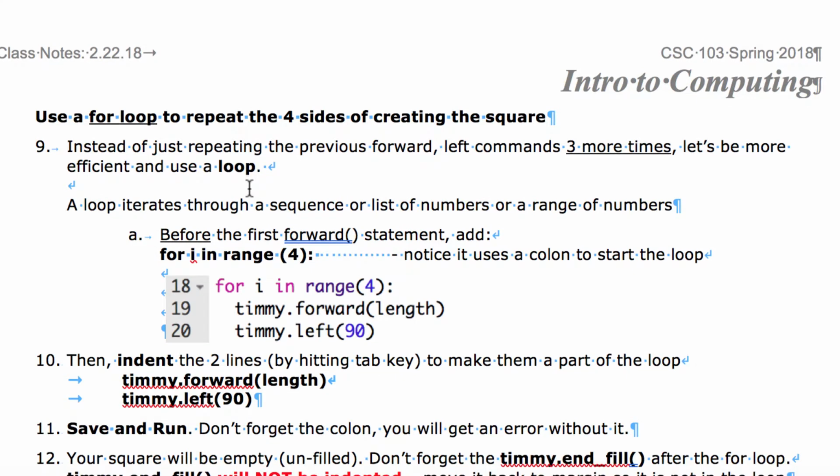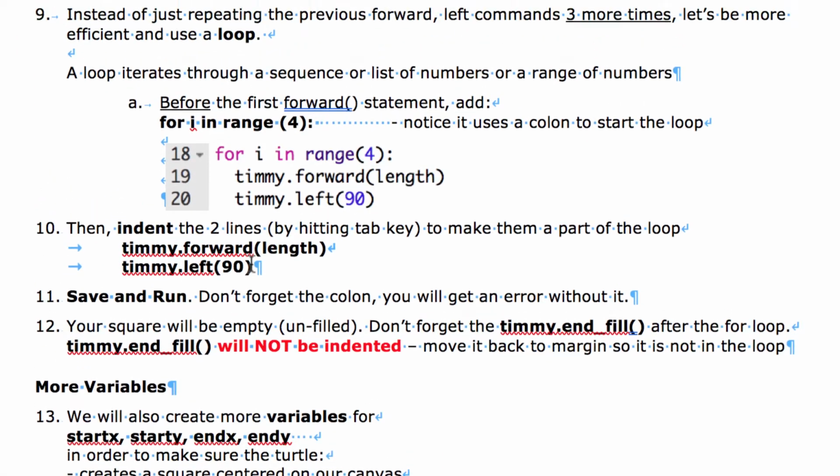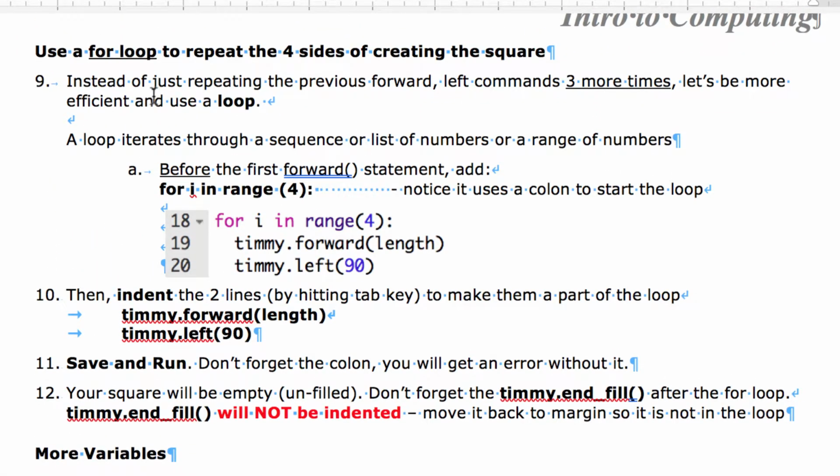And then we move on to page 2, and then we're going to use something called a for loop. And this is going to repeat creating the sides of the square. Instead of just copying and pasting and having 8 lines of code, we're just going to have the 2 lines of code, but we're going to use this thing called for i in range. That's a for loop, and what it's going to do, it's going to iterate 4 times by using this code.